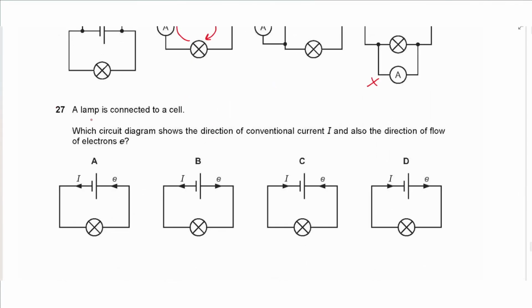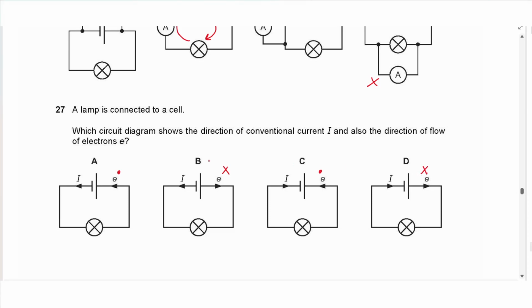Question 27 says a lamp is connected to a cell. Which circuit diagram shows the direction of the conventional current I and also the direction of flow of electrons E? So electrons are repelled from the negative side and attracted to the positive side. So this is correct, this is not correct, this is correct, this is not correct.